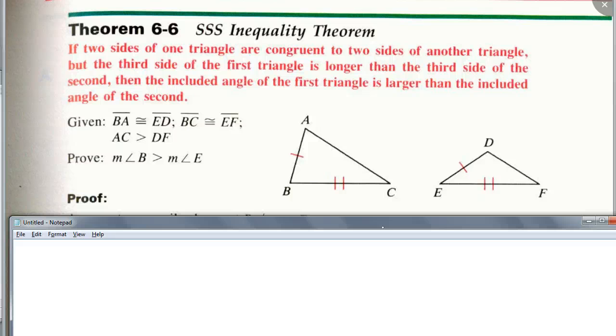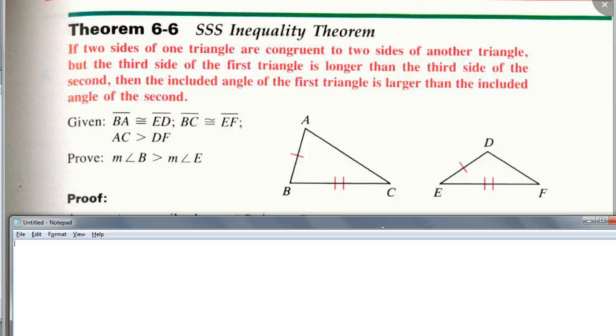Go ahead. Two sides of one triangle are congruent to two sides of another triangle. The third side of the first triangle is longer than the third side of the second. Then the included angle of the first triangle is larger than the included angle of the second. Right. The idea is not hard. It's sort of long to describe this whole situation. So thankfully, aren't you thankful that it's got a name? It's called side inequality theorem.